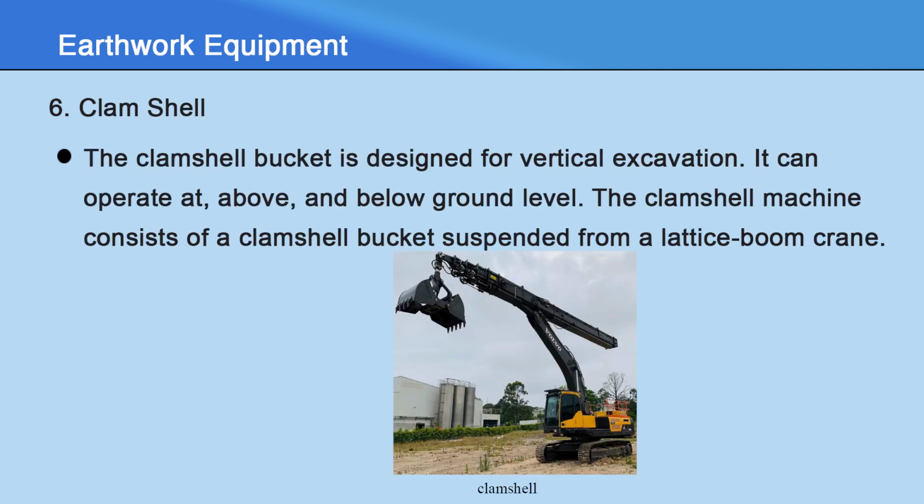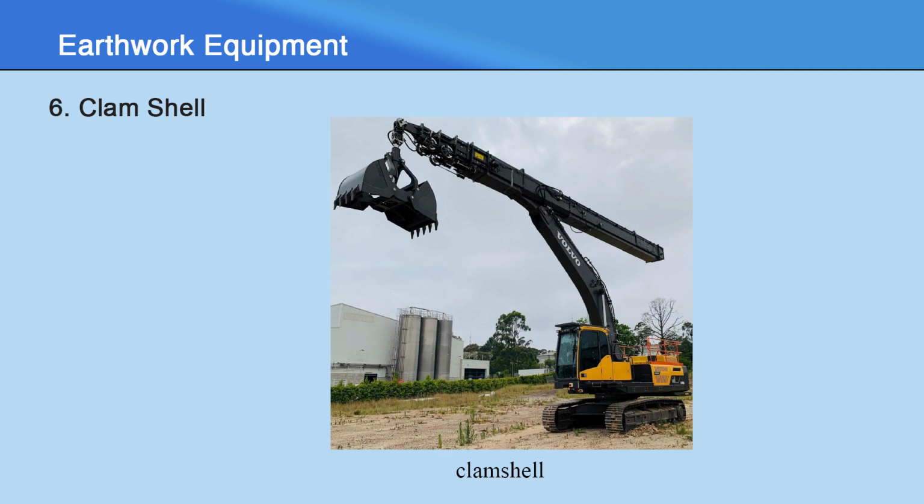Next, we come to clamshells. The clamshell bucket is designed for vertical excavation. It can operate at, above and below ground level. The clamshell machine consists of a clamshell bucket suspended from a lattice boom crane. This type of excavator attachment features two hinged jaws that come together to grab materials, making it ideal for digging and moving bulk materials such as gravel, sand and soil.